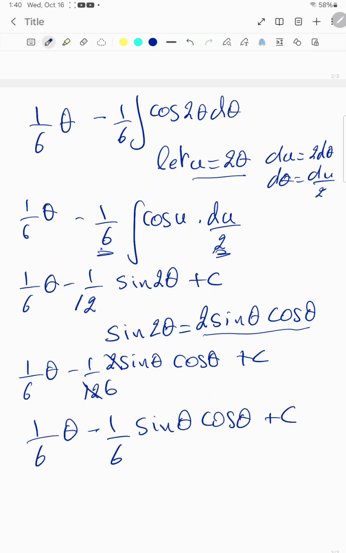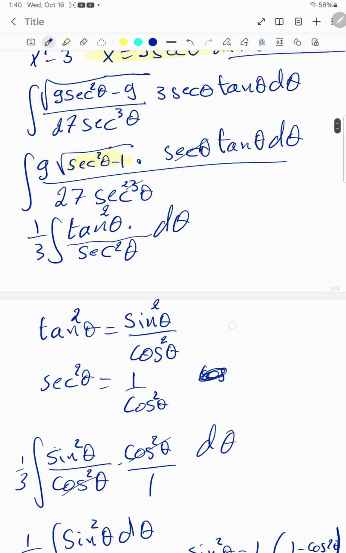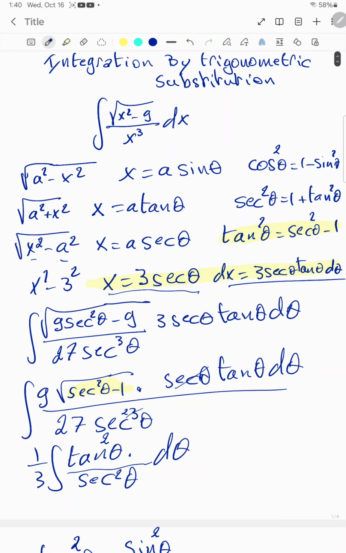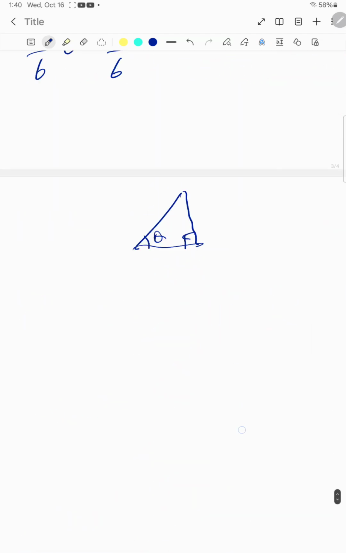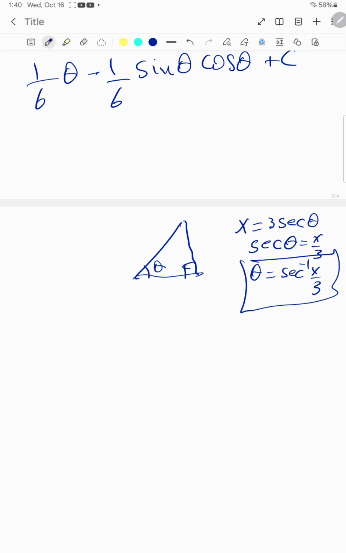And here I will draw my famous trigonometric triangle, and this is my theta. And if you remember at the beginning, we took x equal 3 sec of theta. So sec of theta is equal x divided by 3. So my theta is equal sec minus 1 of x divided by 3. And I will use it to replace this theta here.